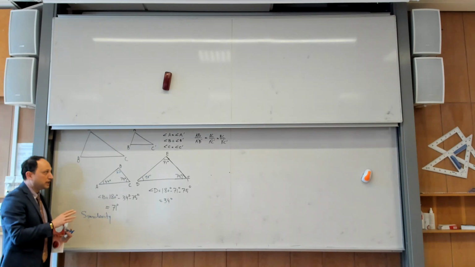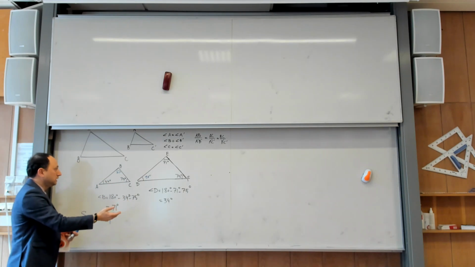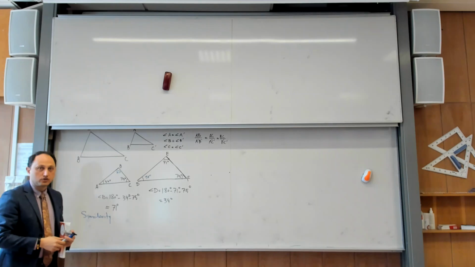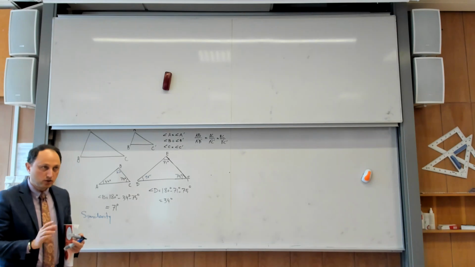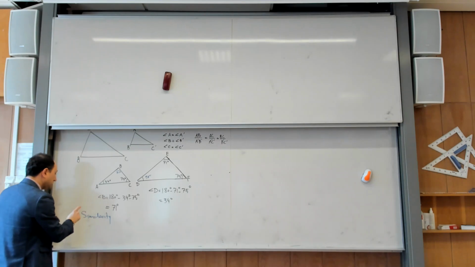But there is no guarantee, I hope that you see that this is not trivial at all, that if the angles are all equal, then the ratio of the sides are also equal. This is not clear, and this is not mentioned in your book, the proof, okay? But I just want you to know that.